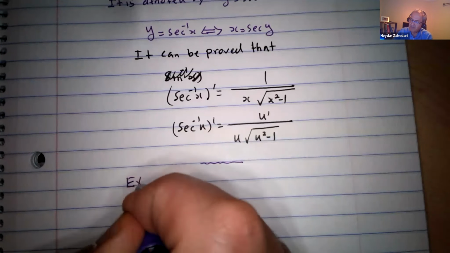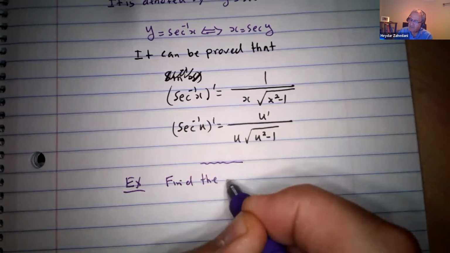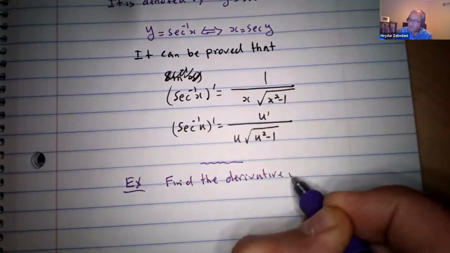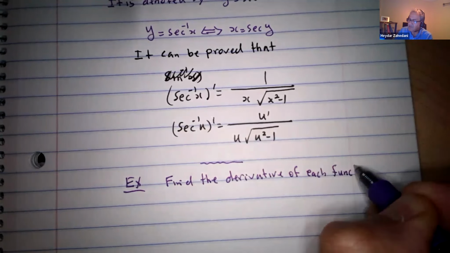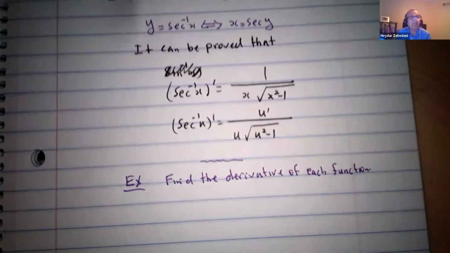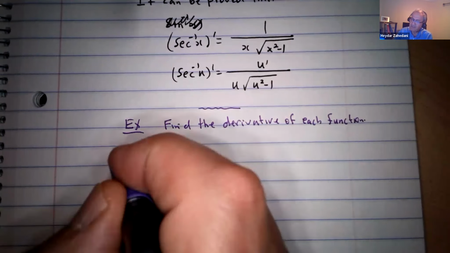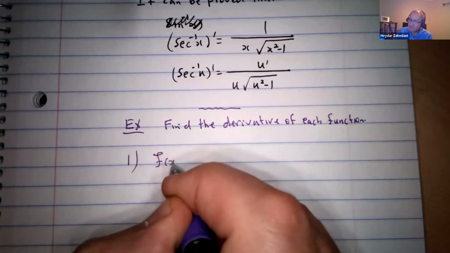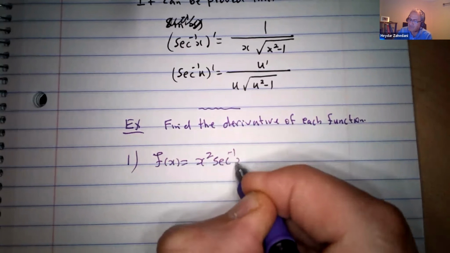Okay, example: find the derivative of each function. As usual, the first one is going to be something like a kind of product, x squared times secant inverse of x.